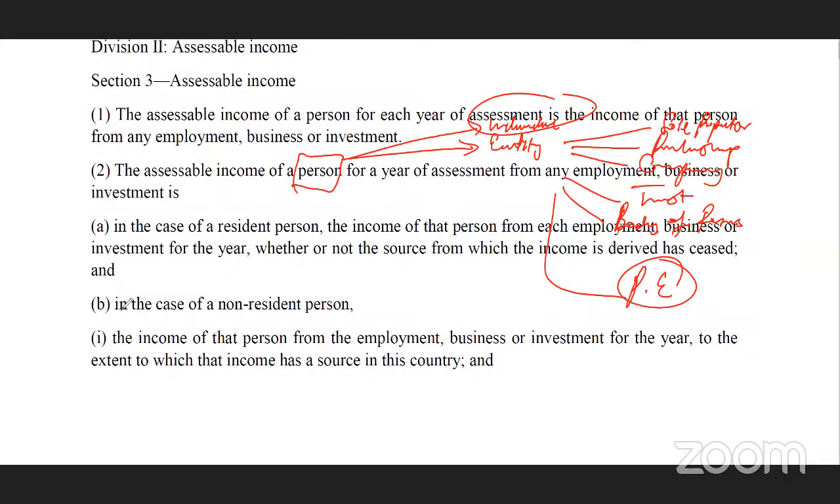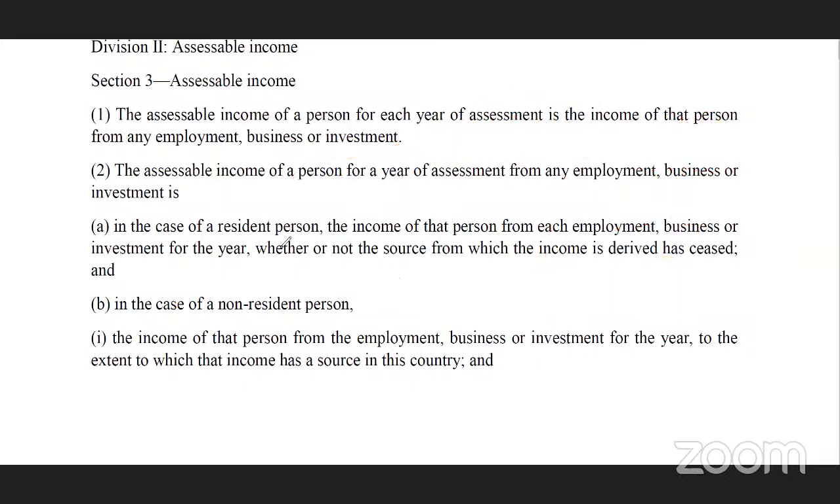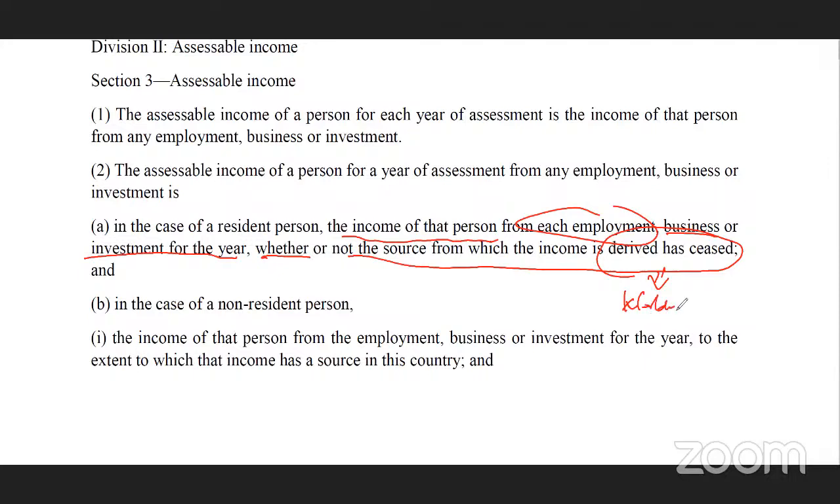So we are saying that if you are a resident person, meaning you are any of these in Ghana, then the income of that person from each employment, business or investment for the year, whether or not the source from which the income is derived has ceased, connotes what we call worldwide income. So no matter where you make your income as a Ghanaian or a Ghanaian resident, whether or not the income you received is no more from wherever you earned that income, it means that income is subject to tax in Ghana. This is what we call worldwide income.